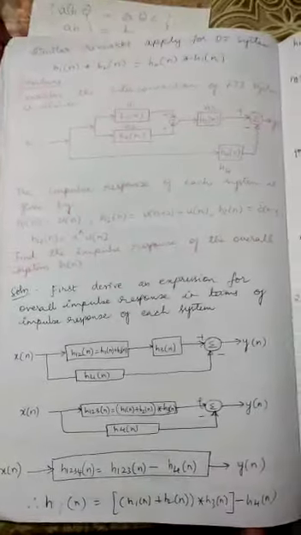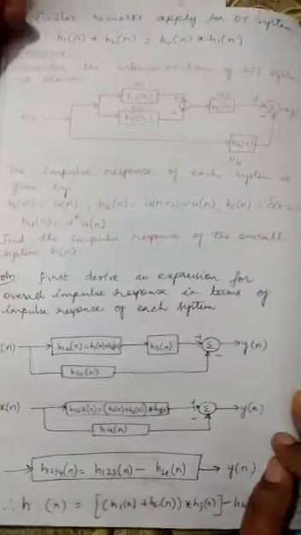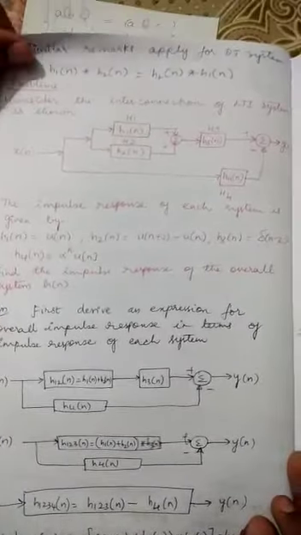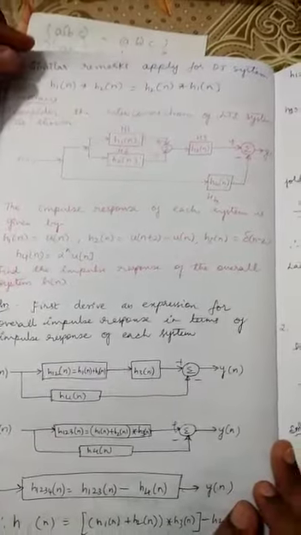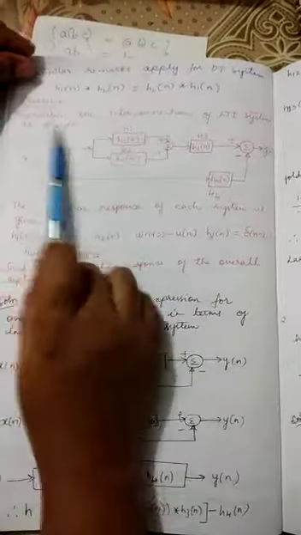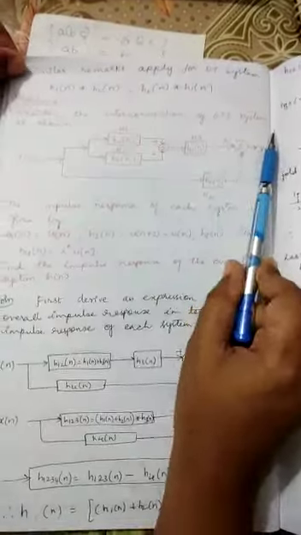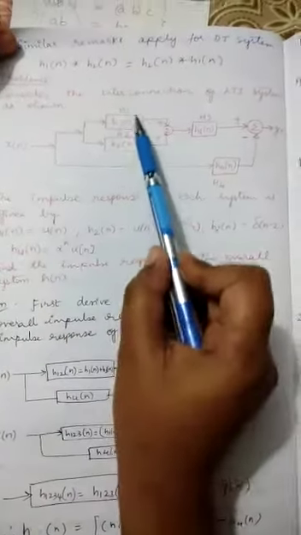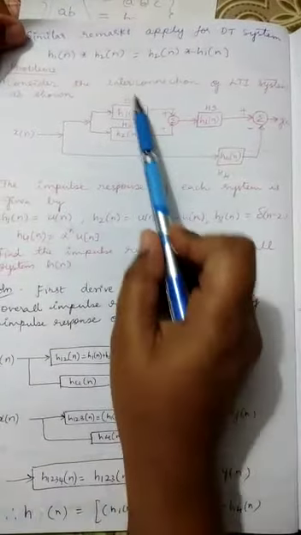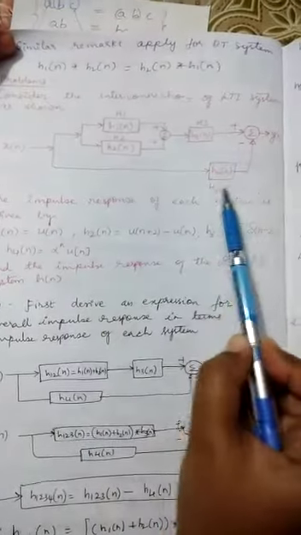Students, now we will see a simple problem on the series and cascade connection of LTI systems. Here I am taking an example for a discrete LTI system. The question is, consider the interconnection of LTI systems as shown. We have four LTI systems, H1, H2, H3, H4.